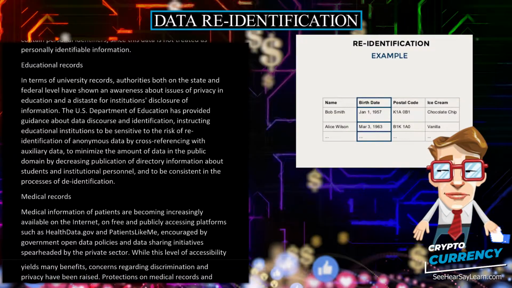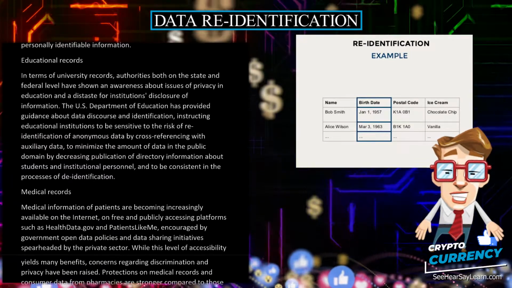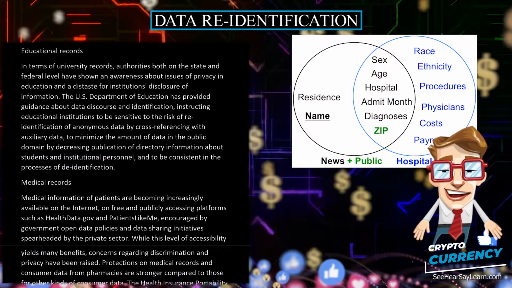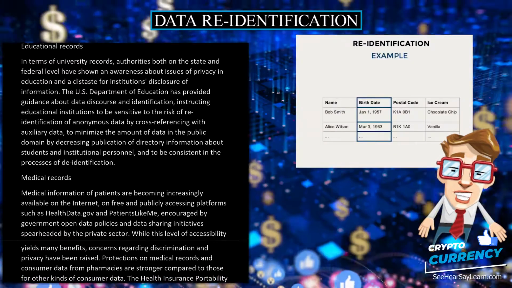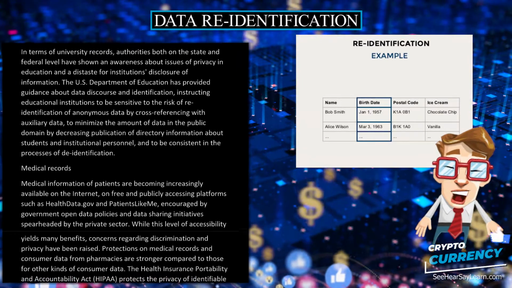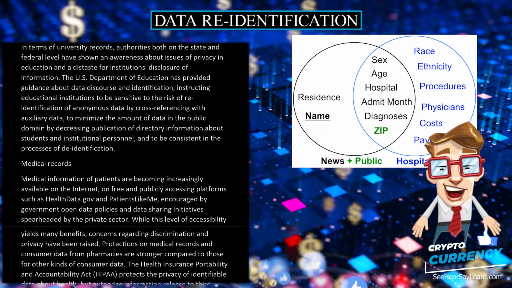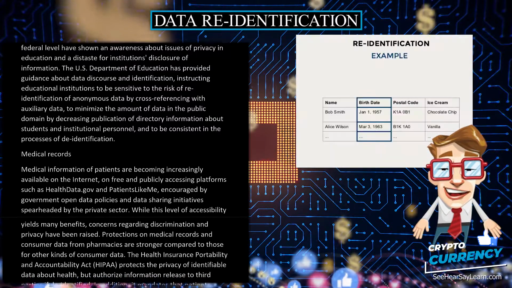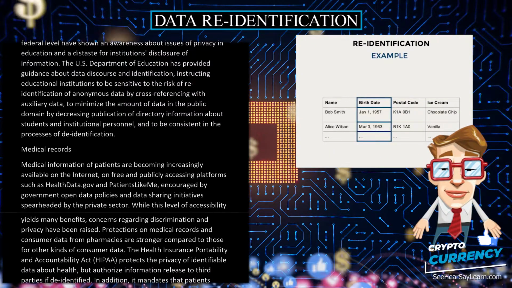In addition, it mandates that patients receive breach notifications should there be more than a low probability that the patient's information was inappropriately disclosed or utilized without sufficient mitigation of the harm to him or her. The likelihood of re-identification is a factor in determining the probability that the patient's information has been compromised.